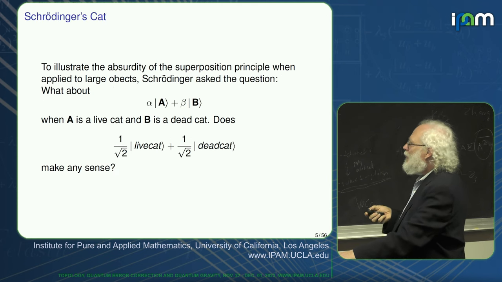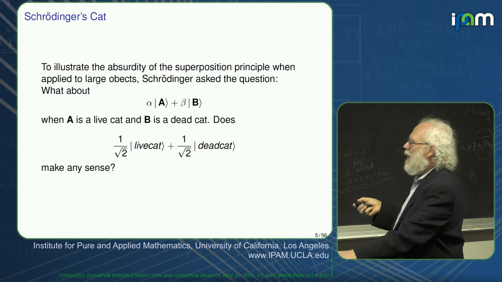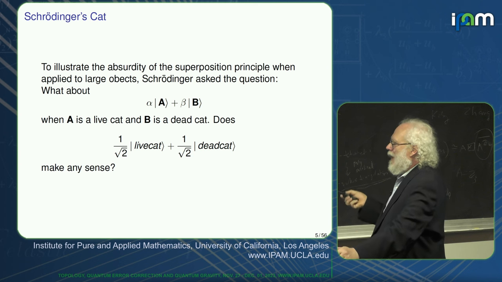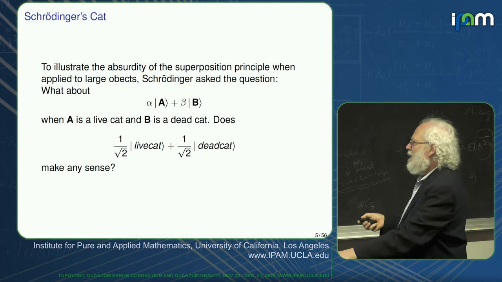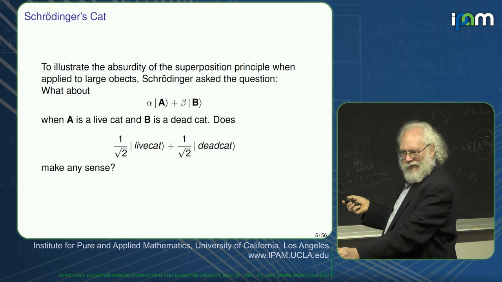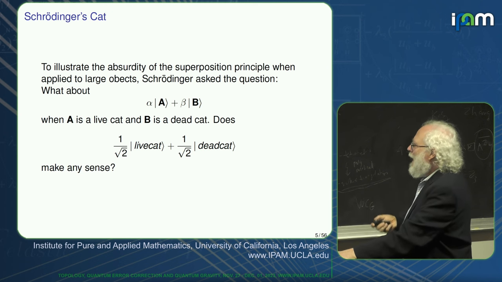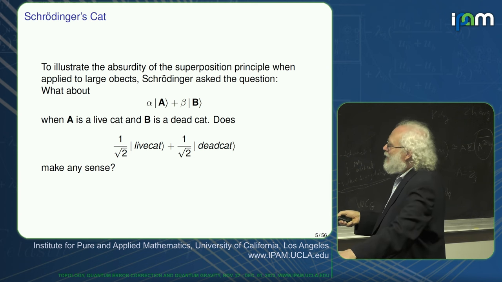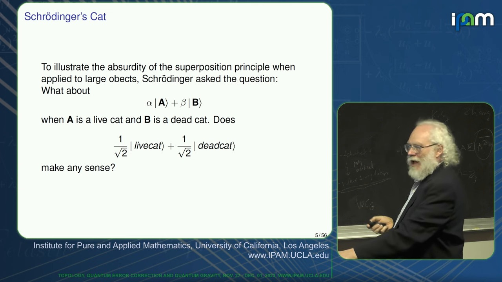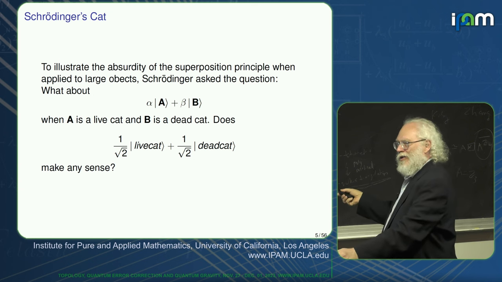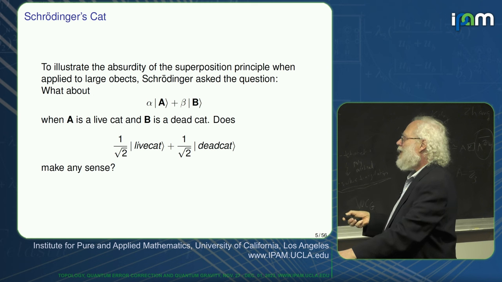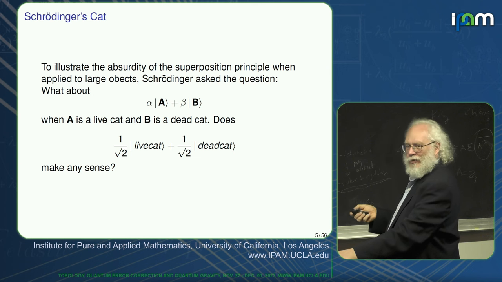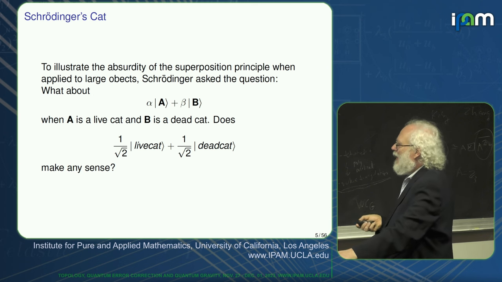So to illustrate the absurdity of this superposition principle when it's applied to large objects, Schrödinger asked, well, what about alpha A plus beta B, where A is a live cat and B is a dead cat? Does this superposition make any sense? He asked this as a reductio ad absurdum to show that this really could not possibly apply to macroscopic objects. But over the years, we have done experiments on larger and larger objects, although they're still much, much smaller than cats. And the superposition principle applies to all of them.